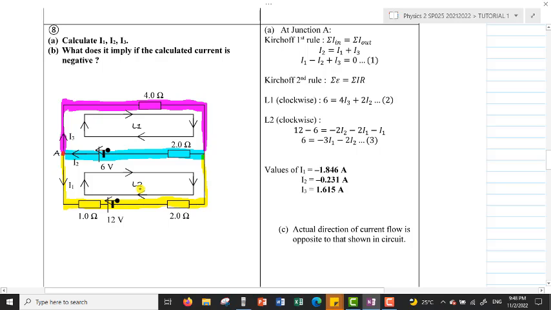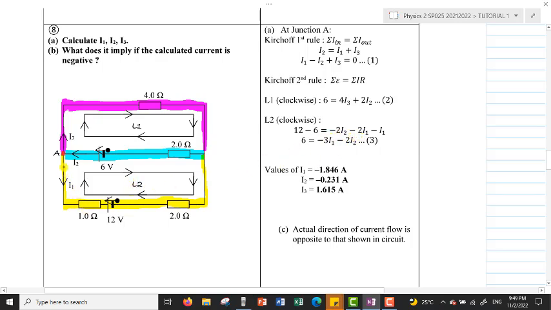Then we consider the second loop at the bottom. Again, we are going to travel in the loop in clockwise direction. So compare the direction of EMF 12 volt with the direction of the loop. It is the same. So we have positive 12. And then if we compare the direction of EMF 6 volt with the direction of loop 2, the direction is opposite. So we have negative 6. Then equal to the product of current and resistance.